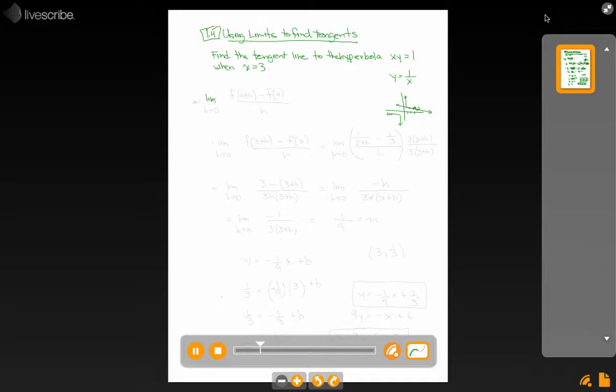Let's use the limit as h goes to 0 of f of a plus h minus f of a over h. So the limit as h approaches 0, this is to find the slope of the tangent line, is f of 3 plus h minus f of 3 over h. So the limit as h approaches 0 of 1 over 3 plus h minus 1 over 3, divided by h.